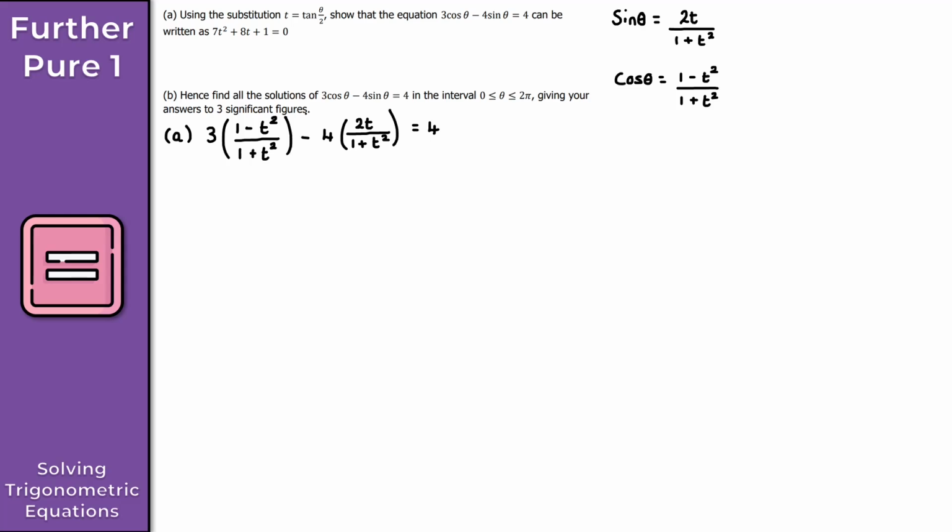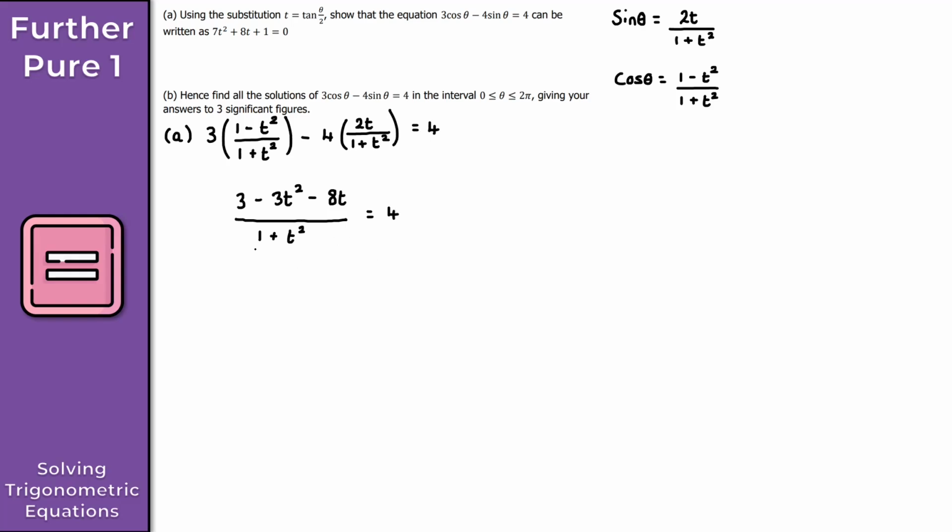And let's just expand these out as well. So I get 3 lots of 1 and 3 lots of minus t squared, so 3 minus 3t squared. And we also have minus 4 lots of 2t, so that's minus 8t. Like so. And as we've already said, this will be over a common denominator. So my common denominator is 1 plus t squared.